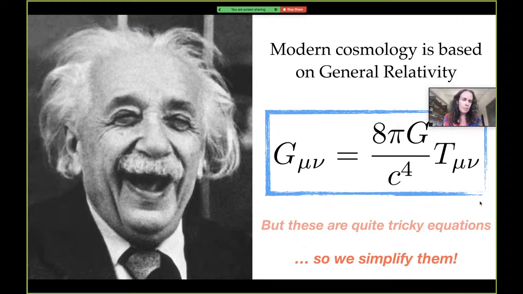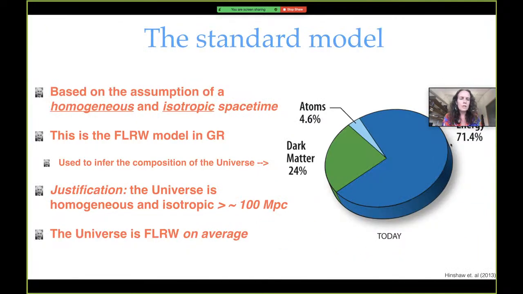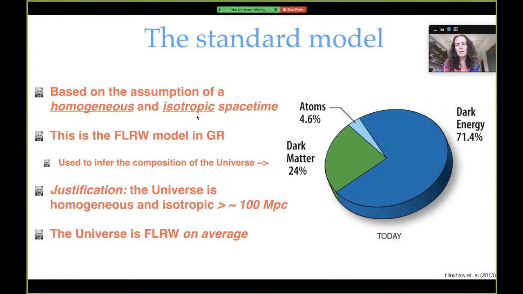And these equations might look relatively simple, but as I'm sure a lot of you know, they are really not that easy to solve. And so what is done in many areas of physics and in cosmology as well is to simplify them. The way we normally do this is using some kind of symmetry. Specifically in cosmology, this symmetry is the assumption that our universe is everywhere homogeneous and isotropic. This corresponds to the Friedmann-Lemaître-Robertson-Walker or FLRW model in general relativity.